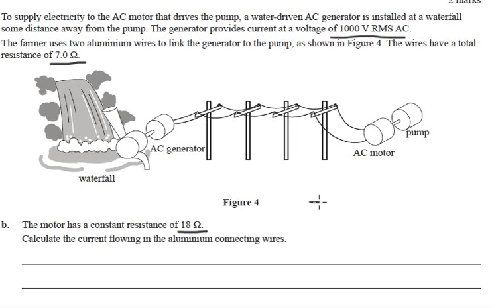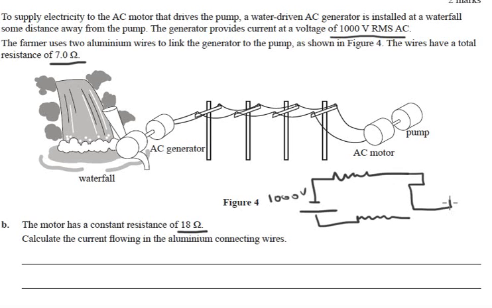Okay, one way to think of this is our AC 1,000 volts. This is a circuit diagram. Each of the wires looks like a resistor, like this, and here is our motor. The wires have a total resistance of 7 ohms, so between them they have 7 ohms, so 3.5 ohms each. We don't really need to use 3.5, it just shows everything's set up. And this is 18 ohms.